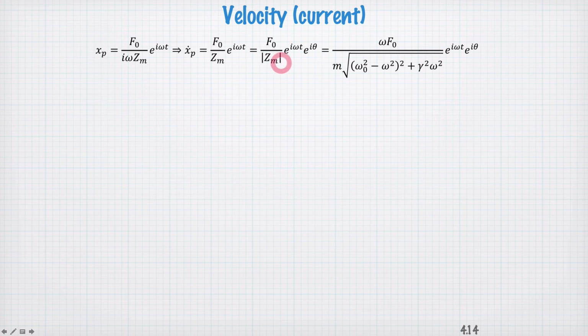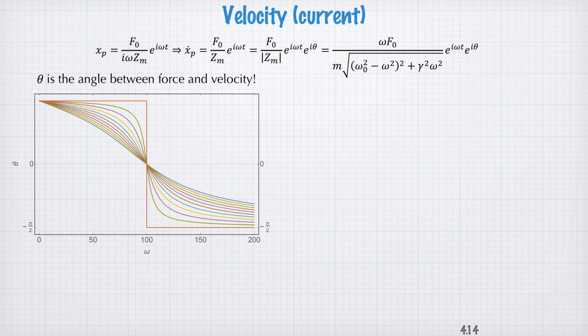Let's extract the phase, so put absolute value signs around Zm, and we get e to the i theta, where theta is the negative of the argument of Zm, and it's equal to all of this if we write it out explicitly. As before, I've written it here for the mechanical system, but we could be talking about the electrical system if we just change Zm to Ze and the mass to the inductance. And theta is the angle between the force and velocity, so now we have some meaning for the angle of the impedance. And it's also the angle between the voltage and the current.